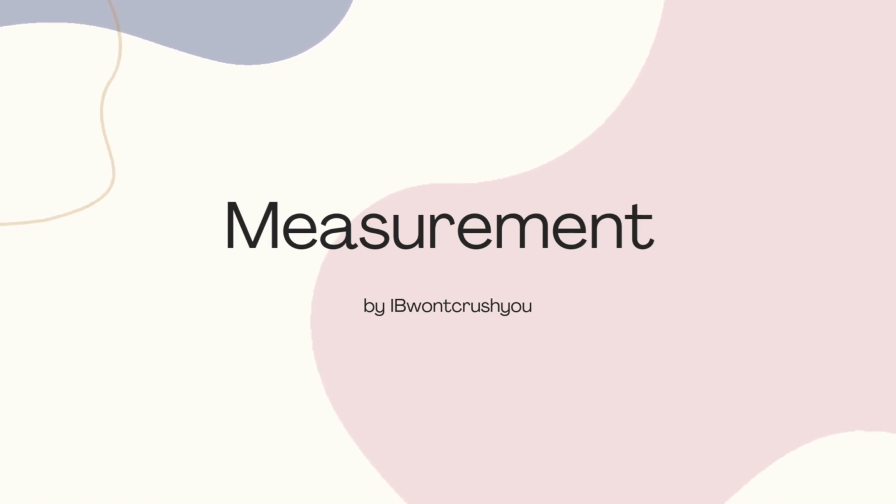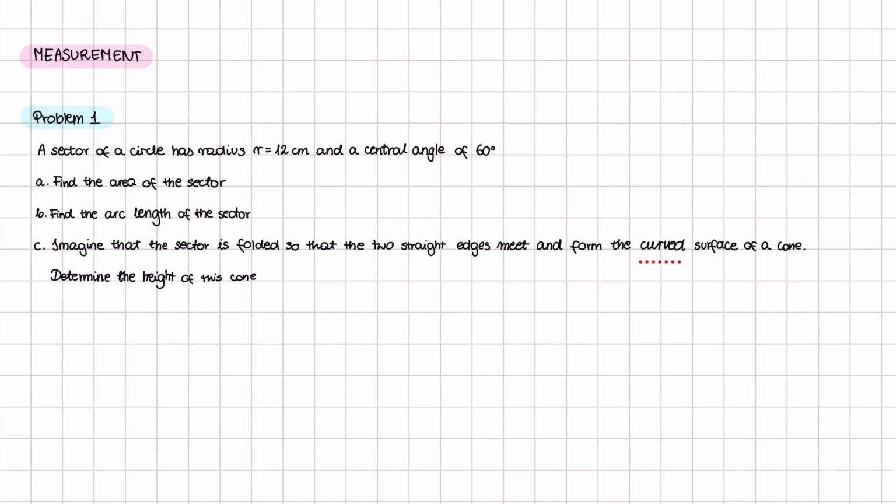and Trigonometry, and we will deal with some exercises. So let's get started. Problem 1. A sector of a circle has radius 12 centimeters and the central angle of 60 degrees. A. Find the area of the sector.